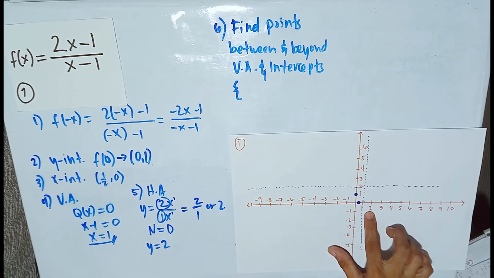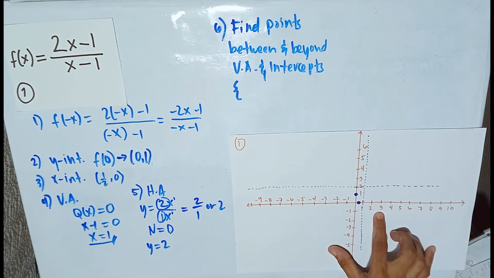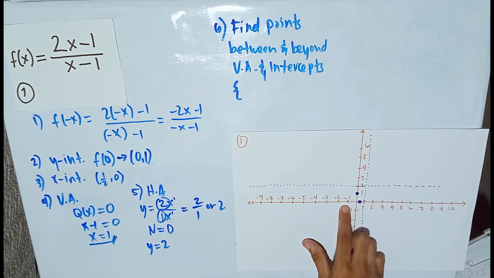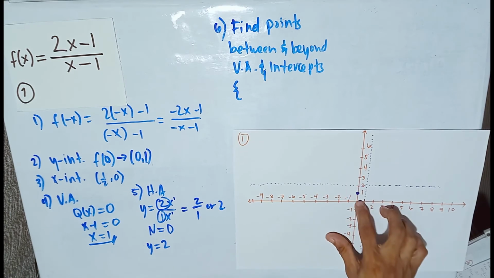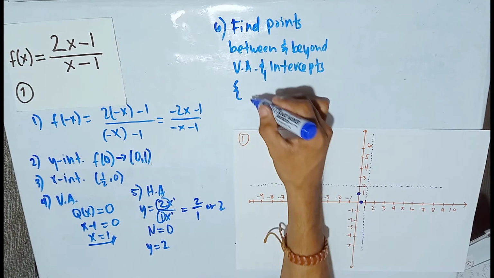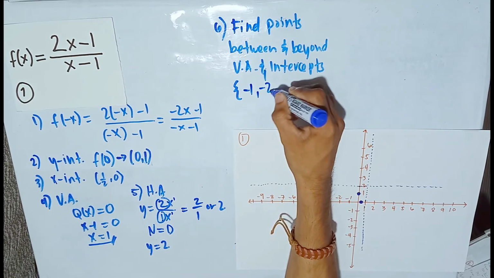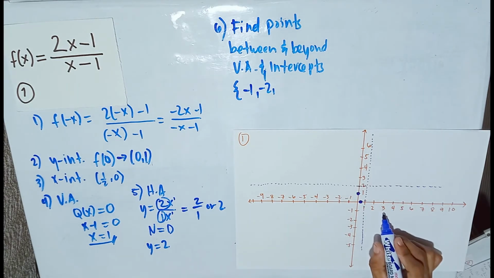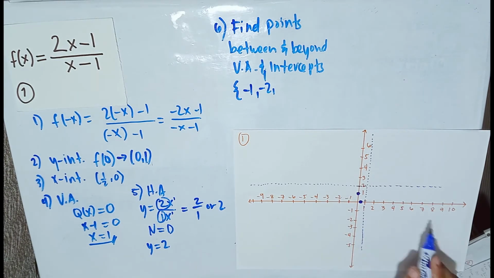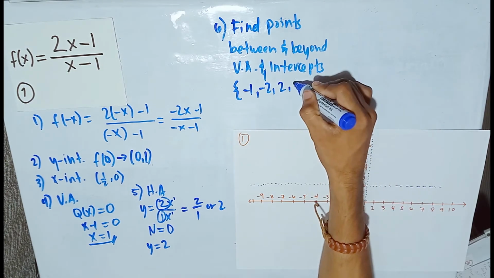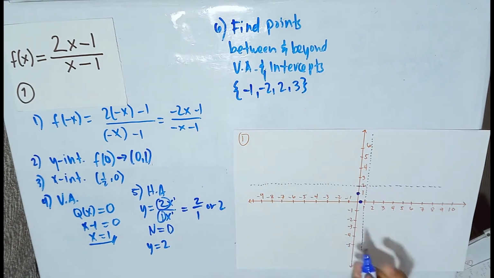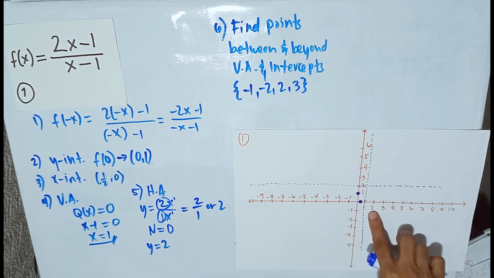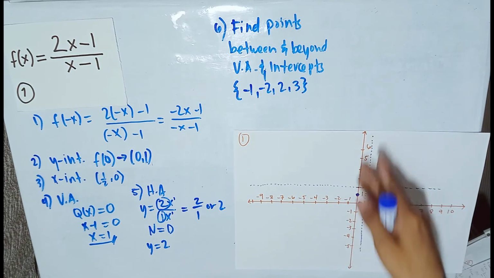So kuha tayo dito ng 2, 3, and 4, and also negative 1 and negative 2. Kasi meron na tayong dalawa, so maglagay na lang tayo ng negative 1, negative 2, and also we have 2 and 3. So yan po, nandito yan, negative 1, negative 2, kasi dito daw beyond. Then we have 2 and 3 after the vertical asymptote.